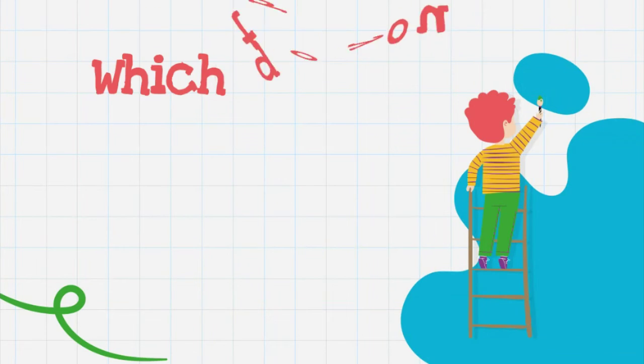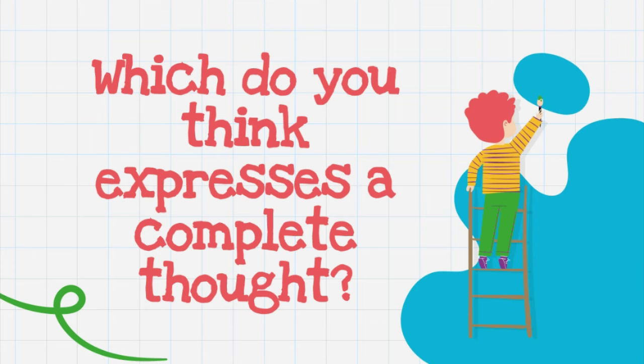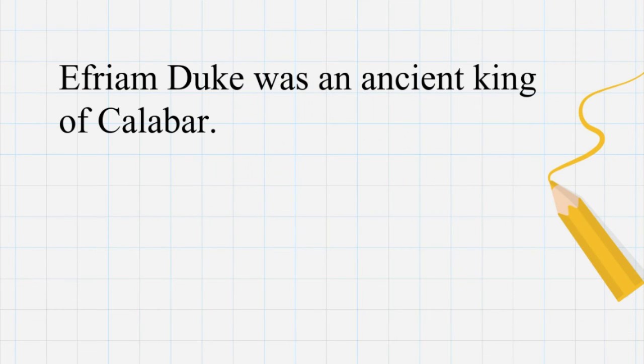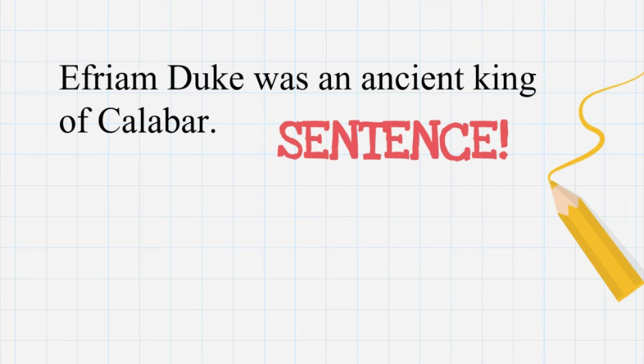So let's have a simple activity. Which do you think expresses a complete thought? Ephraim Duke was an ancient king of Calabar. Do you think it is a sentence or a fragment? So it is a sentence. Ephraim Duke is the subject and it has a predicate which is the auxiliary verb was. Therefore, it is a complete thought.